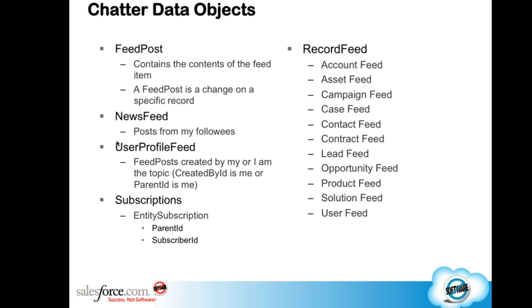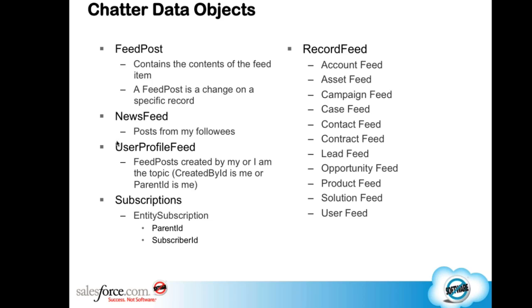And then on the right side, we see the list of standard objects that can contain a feed. Now, not all of these immediately start generating feeds. You need to enable them for Chatter and then select the fields that you want to have trigger updates. But these are the lists that are available to you. In addition, every custom object that you create to service your application has the capability of having feeds.